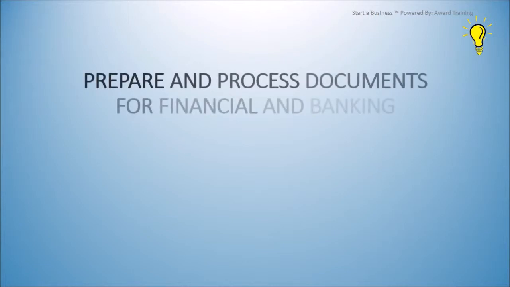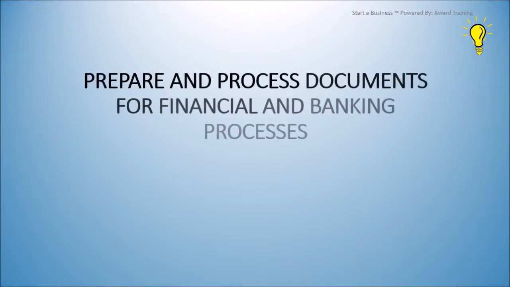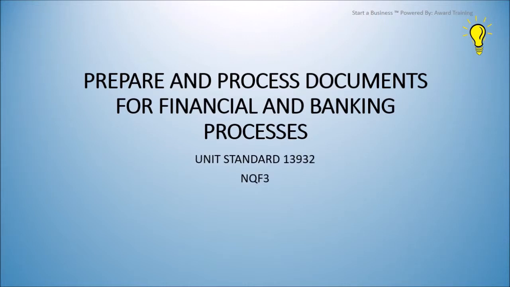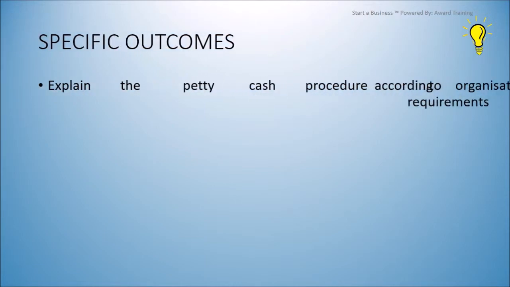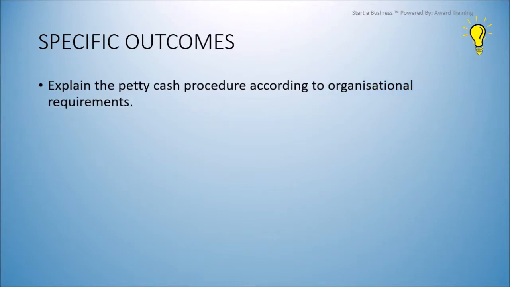Prepare and process documents for financial and banking processes. Unit Standard 13932. NQF Level 3, 5 credits. The specific outcomes of this unit standard are: explain the petty cash procedure according to organizational requirements.